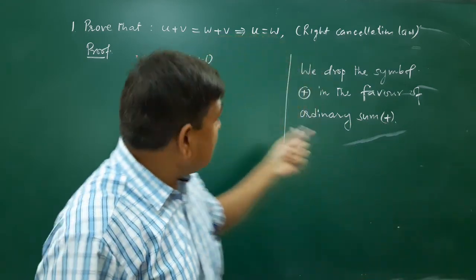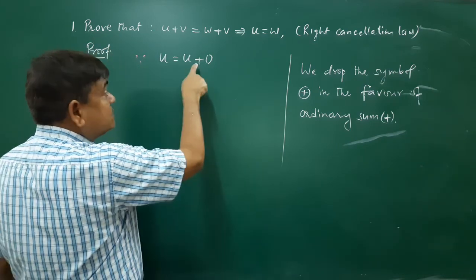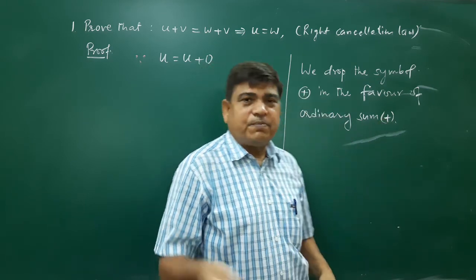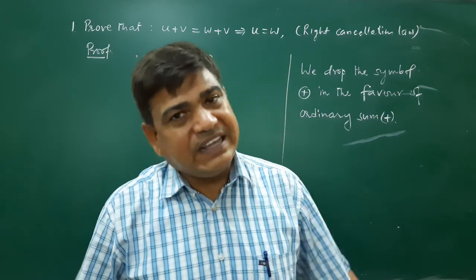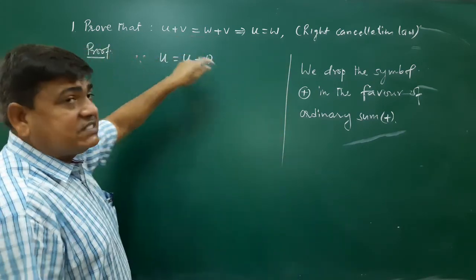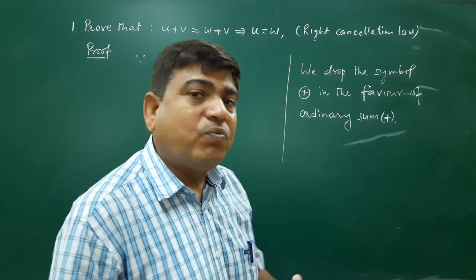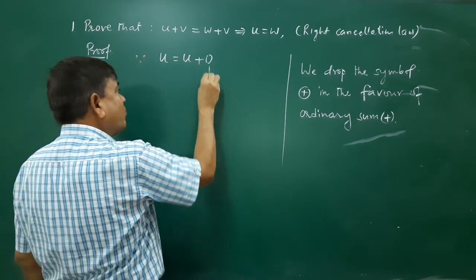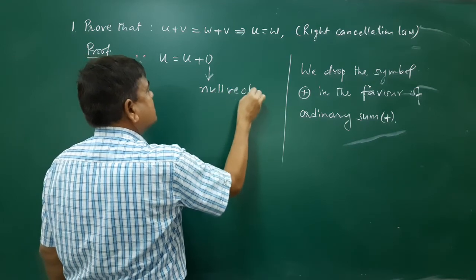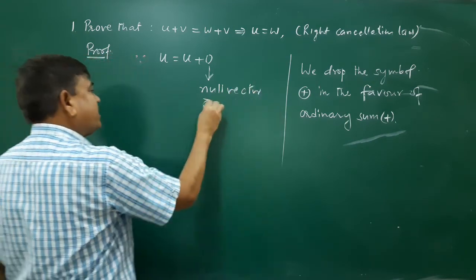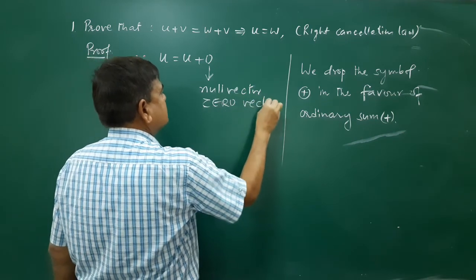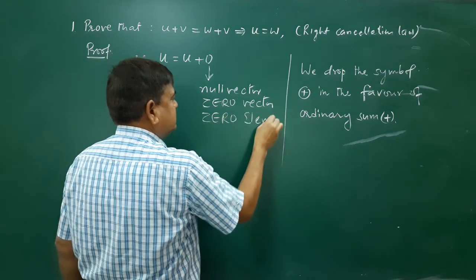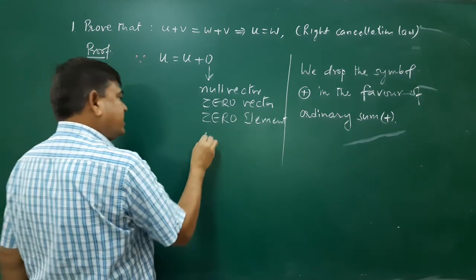Again and again, I will not write. You have to understand what is going on. This plus is not this one. It is this symbol, but it is dropped because again and again we write, then it is time consuming and irritating. So you think which plus is given between two scalars and which plus is given between two vectors. So here U is a vector, so it is the sum of two vectors, and this is the null vector. Zero vector. Zero element. See the name. And additive identity.